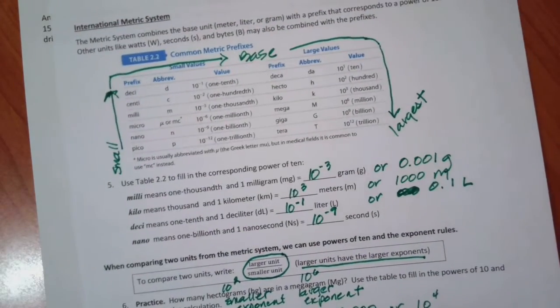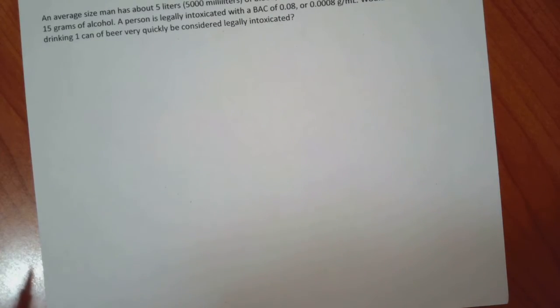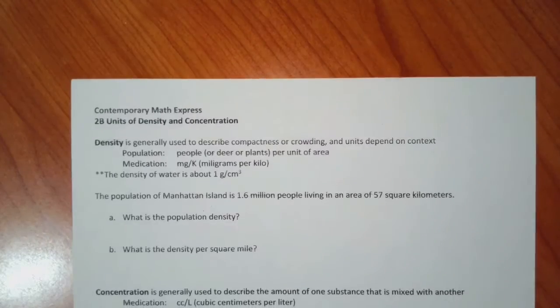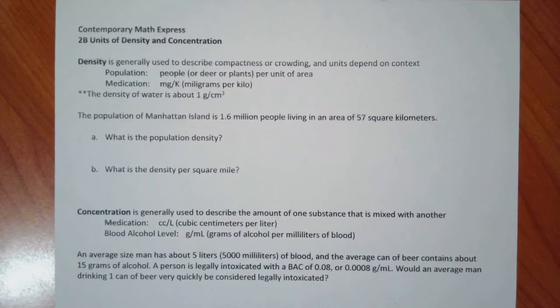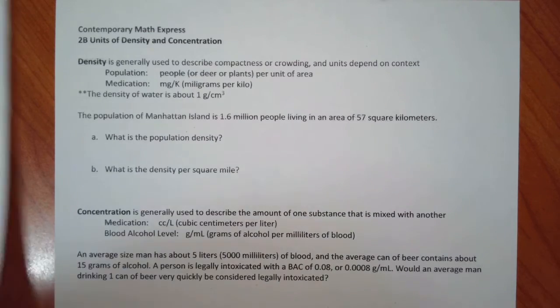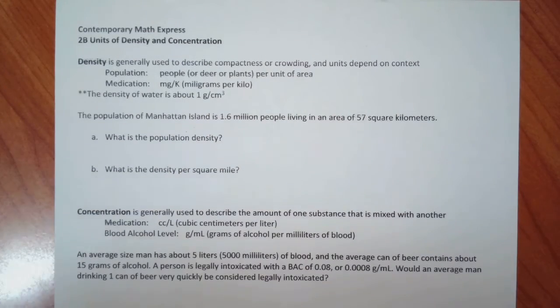Okay, so that was pretty straightforward. The only other thing I want to talk about in this unit is what density and concentration are and how they're used, and all we're going to do is an example on density. Density is generally used to describe compactness or crowding.